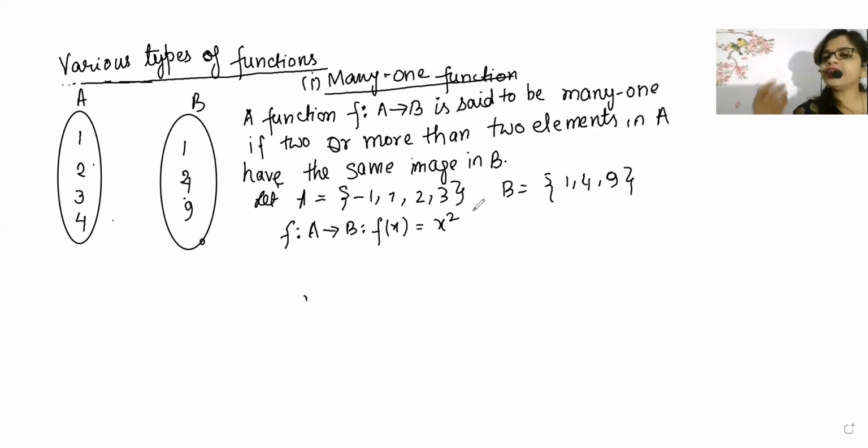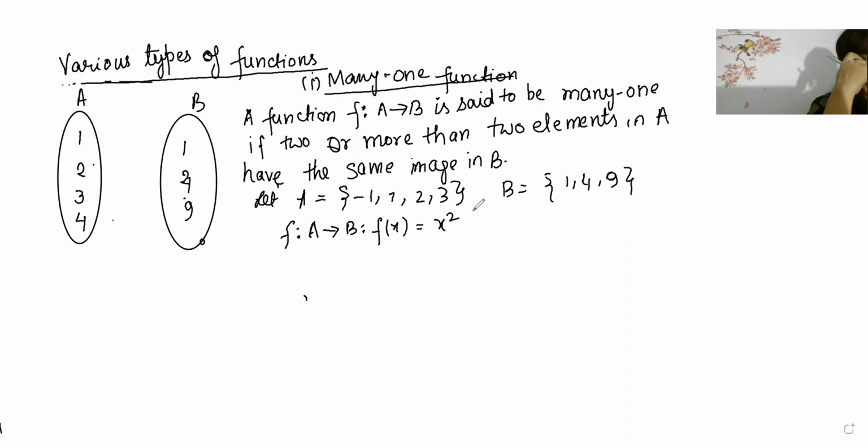Now how to read it in words? Exactly how to understand it in words. It is written that a function f is there which is going from A to B. That arrow specifies that it is tending from A to B. That is, the function is going from A to B such that f of x is equal to x square. The function given here is specific, and that is x square.